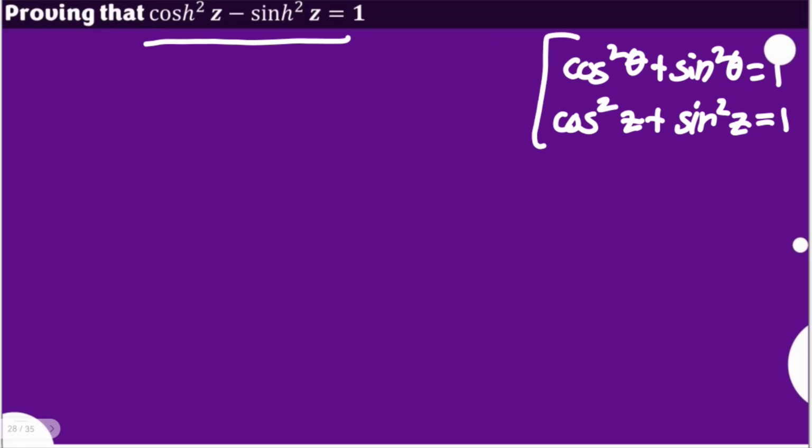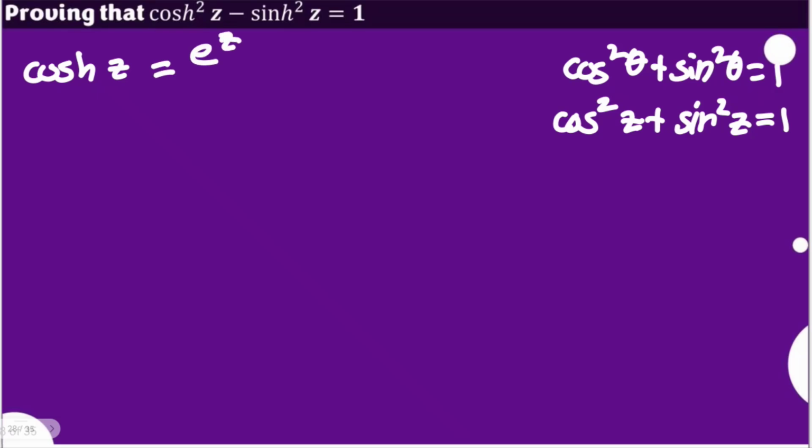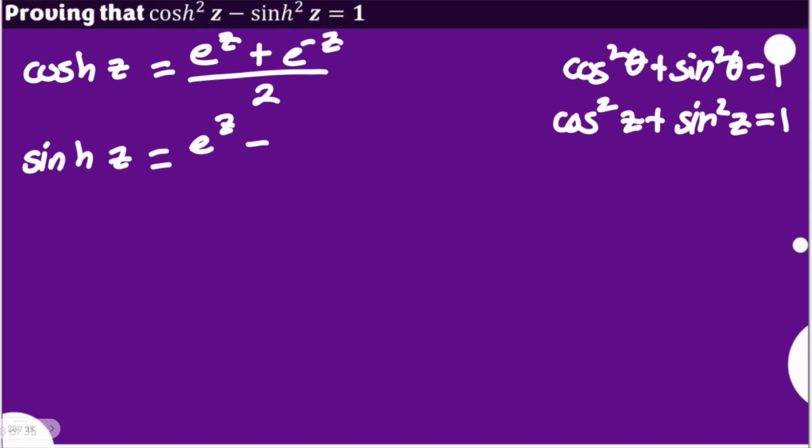First, let's provide the forms for our hyperbolic cosine and sine, so that we will be guided in our process later. Hyperbolic cosine z is equivalent to e to the power of z plus e to the power of minus z, all over 2. For sine, you still have e to the power of z, but minus e to the power of negative z, still all over 2. We're going to show that the difference of the squares of these results in 1.